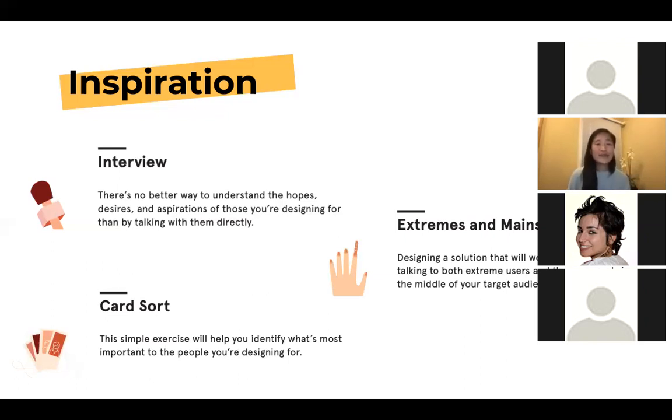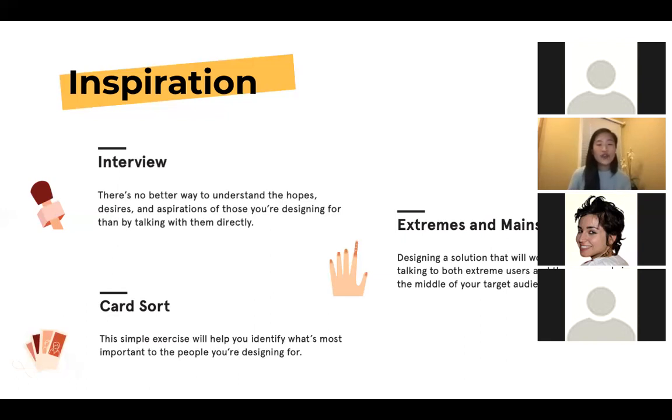Extremes and mainstreams is talking to both extreme users and the average users. The reason is because a solution that works for the most extreme people will probably work for everyone else. When I say extreme users, maybe you want to talk to someone who is elderly and someone who's a child. Maybe you want to talk to someone who is a subject matter expert and someone who knows nothing about the subject.